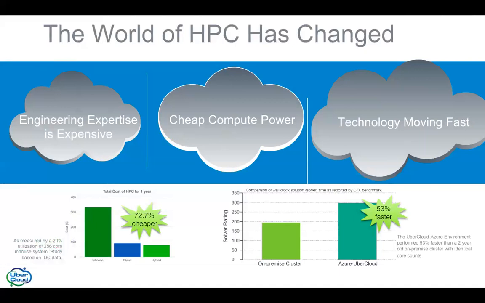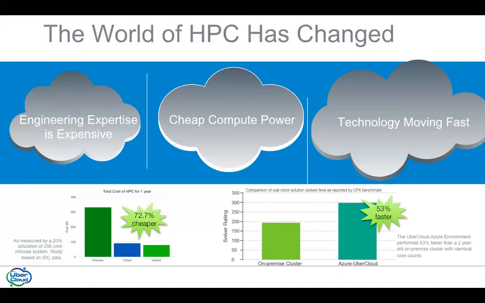So here, if you look at the bottom left corner, we compared the total cost of ownership of HPC on the cloud for 1 year to the cost of ownership of an in-house cluster. And usage here was measured by a 20% utilization of a 256-core in-house system. And the study was based on IDC data. So what did we find out? We found out cost of simulation on the cloud is more than 72% cheaper compared to an in-house cluster. And that's great cost savings.